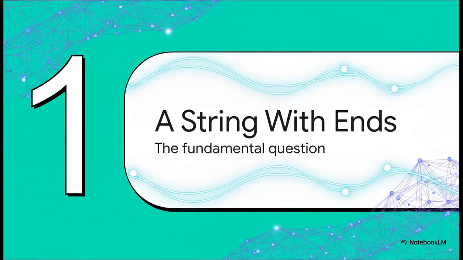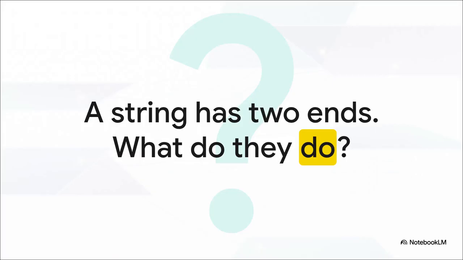Part 1, a string with ends. I mean, the name says it all, right? The defining feature of an open string is that it's, well, open. It has two endpoints, and that one tiny detail, as we're about to see, changes absolutely everything. So this is the big question, right? This is the mystery we're unpacking.